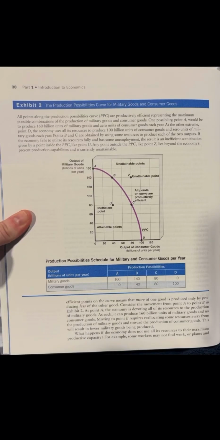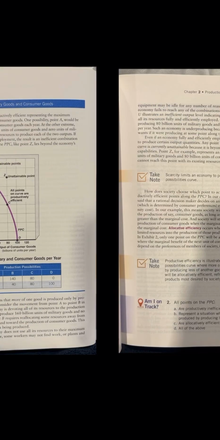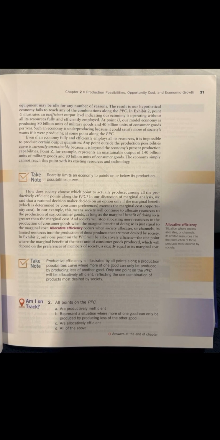What happens if the economy does not use all of its resources to the maximum productive capability? For example, some workers may not find work, or plants and equipment may be idle for any number of reasons. The result is our hypothetical economy fails to reach any of the combinations along the PPC. In Exhibit 2, point U illustrates an inefficient output level indicating our economy is operating without all of its resources fully and efficiently employed. At point U, our model economy is producing 80 billion units of military goods and 40 billion units of consumer goods per year.